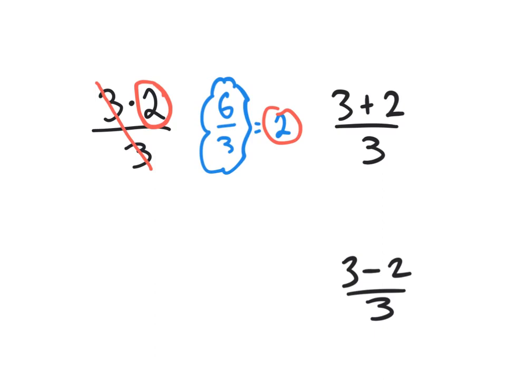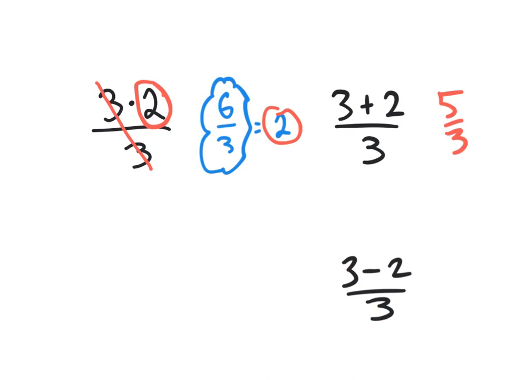You cannot cancel the 3 over 3 here, because this is really a 5 divided by 3, okay? 5 divided by 3 does not equal 2, right? We know that 6 divided by 3 equals 2, not 5 divided by 3 equals 2. So you cannot cancel out here. It would be incorrect to cancel these 3's out. So the first basic thing that you need to understand is that you can cancel when there's multiplication. You cannot cancel when there's addition or subtraction. You cannot cancel the 3's here either.